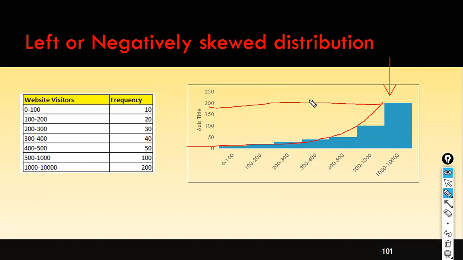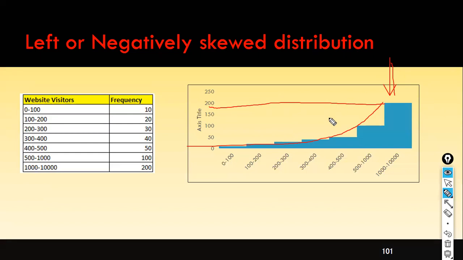Everything is fine. If you find a longer tail on the left side of the peak, we call it a left skewed distribution or negatively skewed distribution. If you find a tail on the right side of the peak, we call it right skewed data or a positively skewed distribution.